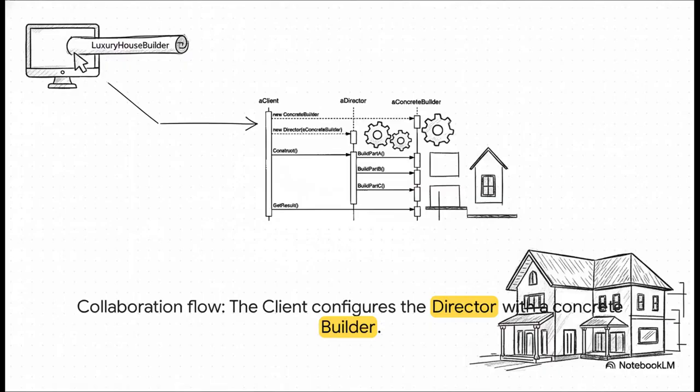The client starts everything off by picking a specific builder, maybe the luxury house builder. Then they hand that expert crew over to the director. The director's like the foreman. They just call out the generic steps. Build part A. Now build part B. The concrete builder on the ground knows exactly how to execute those steps to make the luxury version. And finally, the client just asks for the keys to the finished product.